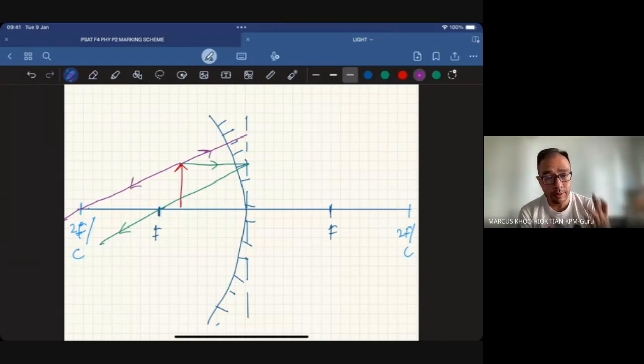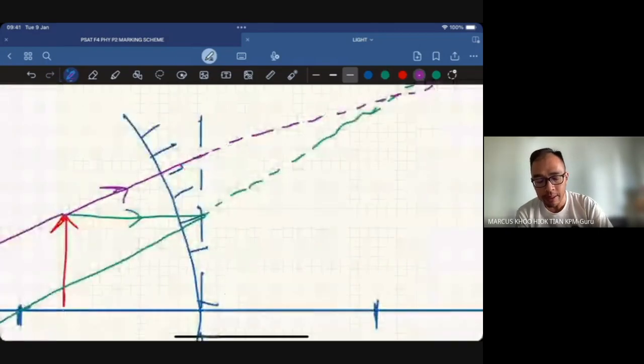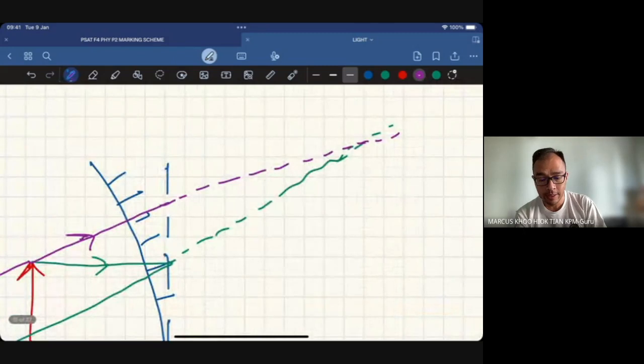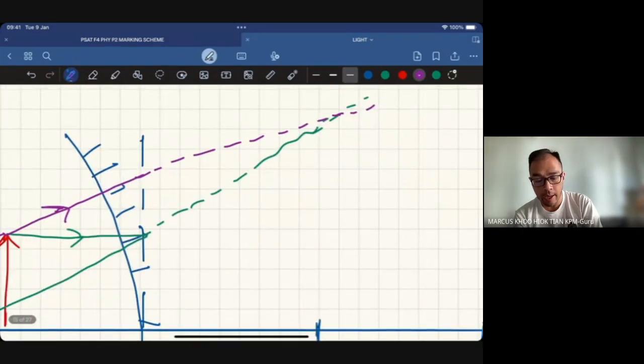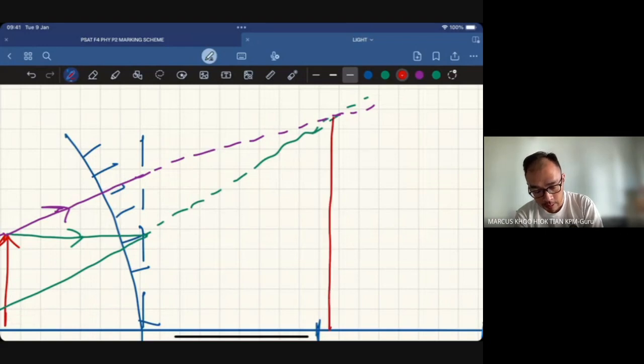We totally inverted it. And somewhere along the way, hopefully it meets. You extend the line, and this one also you extend the line, until it meets somewhere over here. And that's where you can draw your image.